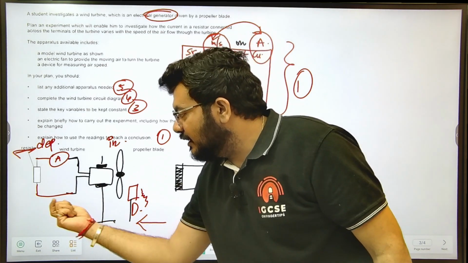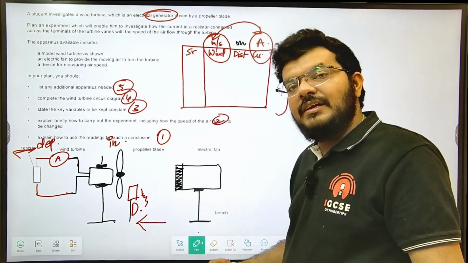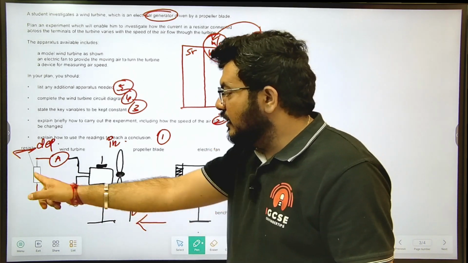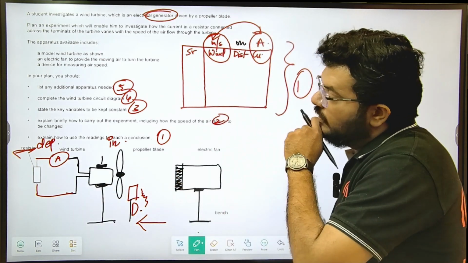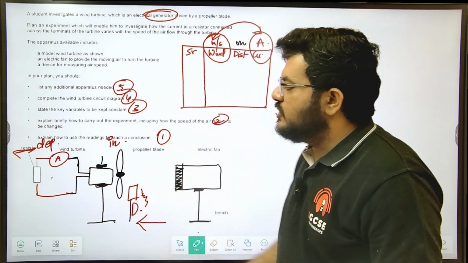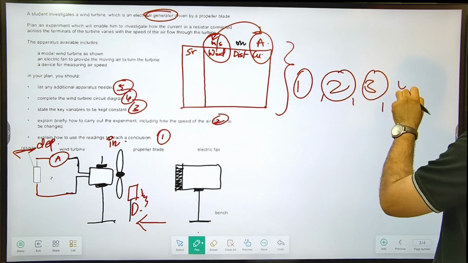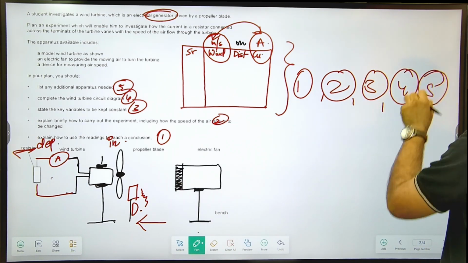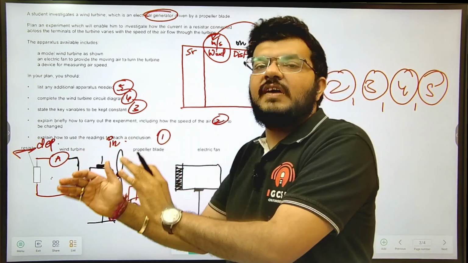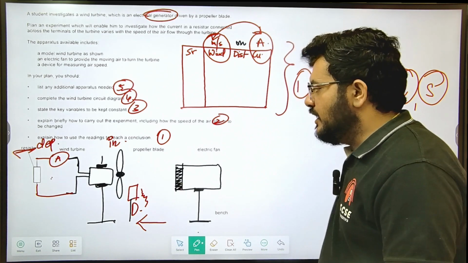If I had connected a variable resistor here, I could increase the resistance. We can change this resistor and we can have 5 such values, right? I would suggest measure it thrice for each value and measure 5 such values to establish a proper relationship.